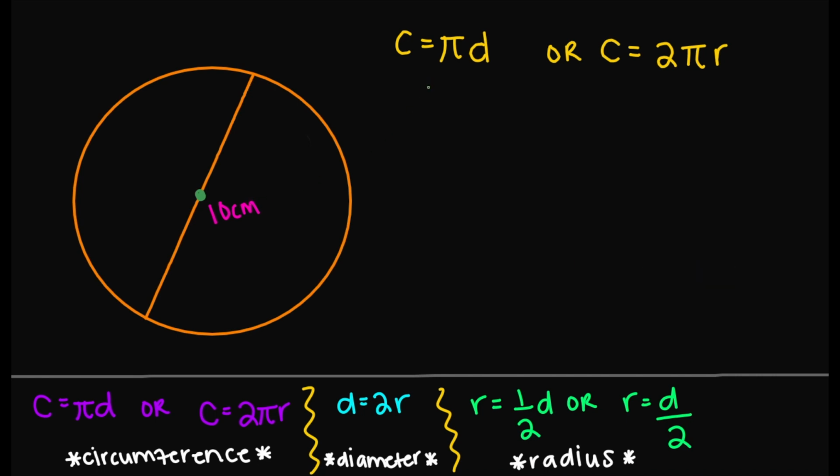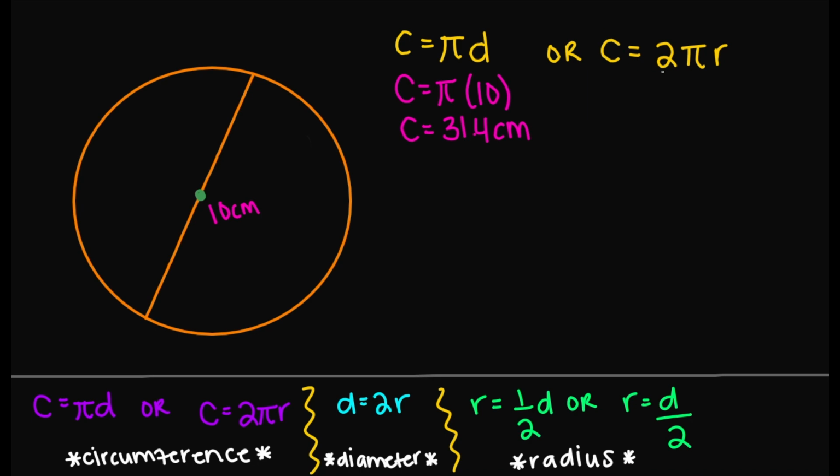Let's look at this example here. If my diameter is 10 centimeters and I need to find my circumference, I can use this formula here. C equals pi times your diameter of 10. 10 times pi is going to give you approximately 31.4 centimeters.